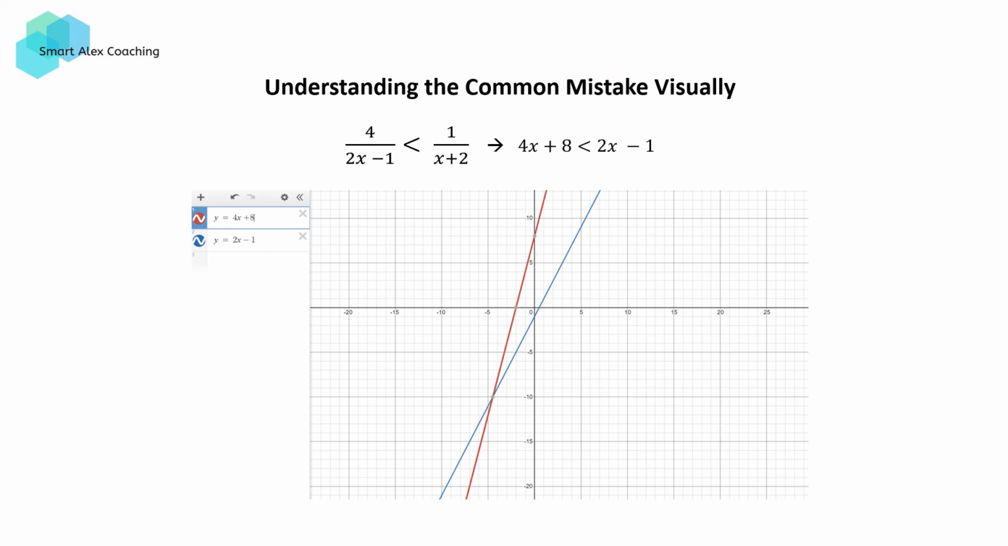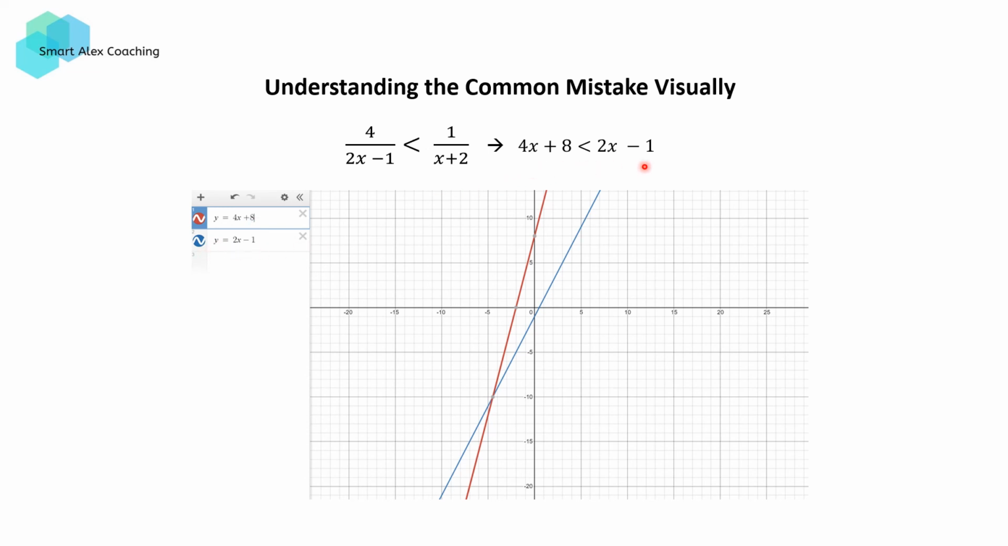I also want you guys to now understand this common mistake visually. When this rational function inequation gets solved like a linear equation without considering the sign reversal, we end up with this inequation, 4x plus 8 is less than 2x minus 1. And the way you visualize that is you can think of two straight lines. Here I've got the red line representing y is equal to 4x plus 8. The blue line representing y is equal to 2x minus 1.